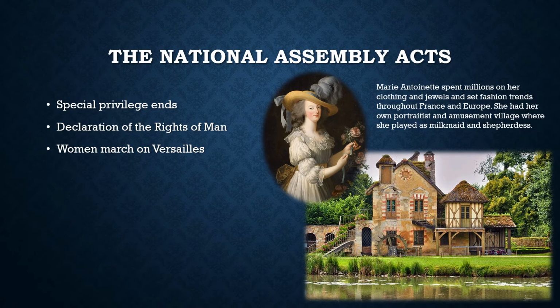Peasant uprisings and the storming of the Bastille stampeded the National Assembly into action. On August 4, so about a month after the storming of the Bastille, in a combative all-night meeting, nobles in the National Assembly voted to end their own privileges. They agreed to give up their old manorial dues, exclusive hunting rights, special legal status, and exemption from taxes.